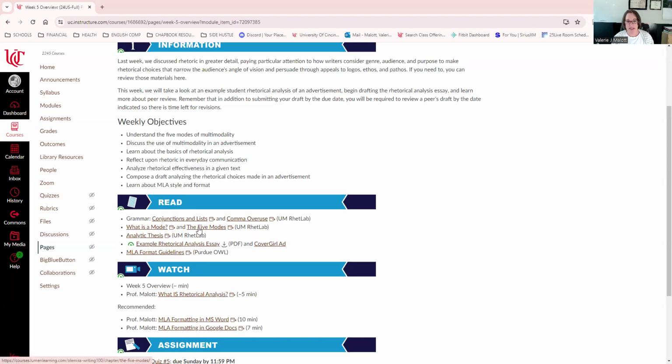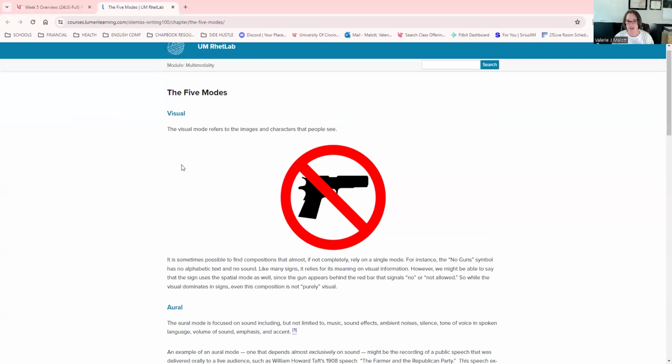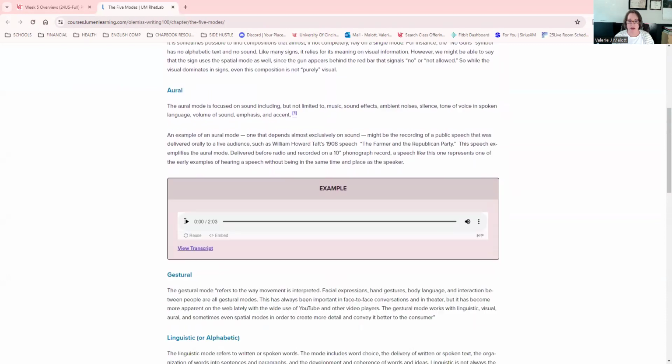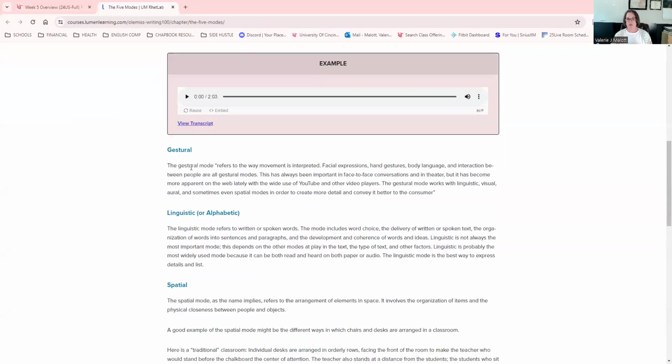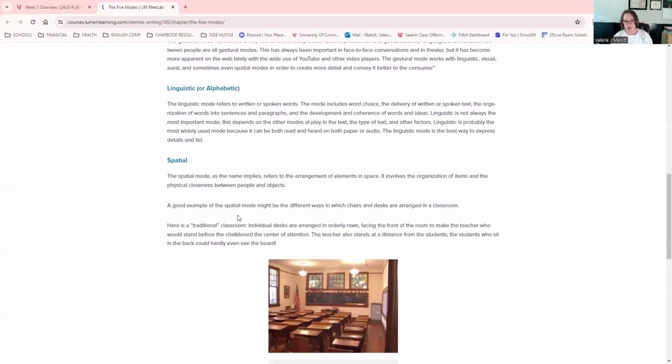I have 2 other readings that go into mode and modalities. I like this reading because most of you will be choosing a video commercial, an advertisement that is not a still ad. So we have 5 different modes. We have the visual; the oral, that has to do with hearing; gestural, which is moving in time and space, facial expressions, hand gestures, body language, and so forth; linguistic or alphabetic, that's typically text, written or spoken word; as well as spatial.